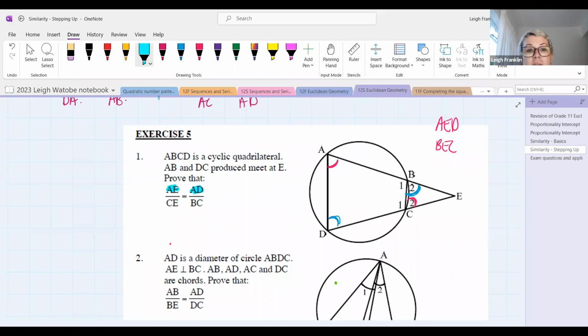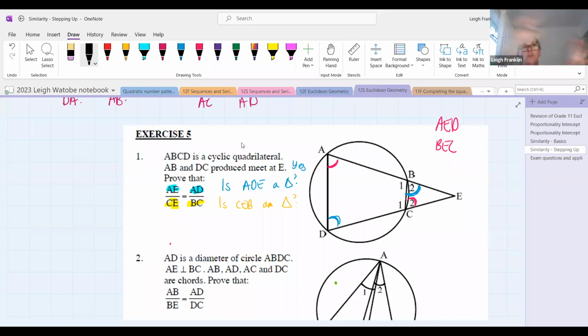So AED, now we're going to look at the diagram and ask ourselves, is ADE a triangle? ADE, and the answer to that is yes. Now let's do the denominators. CEB, is CEB a triangle? Yes, it is. So there you go, AED and BEC is correct. That's how you have to find your triangles.